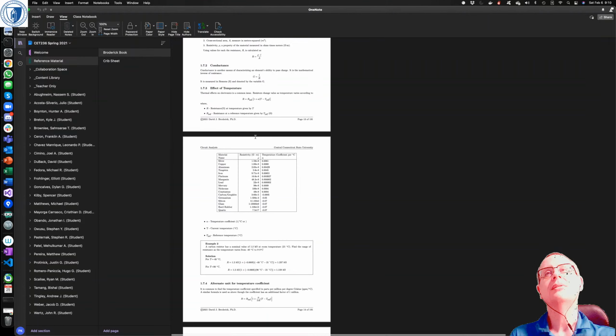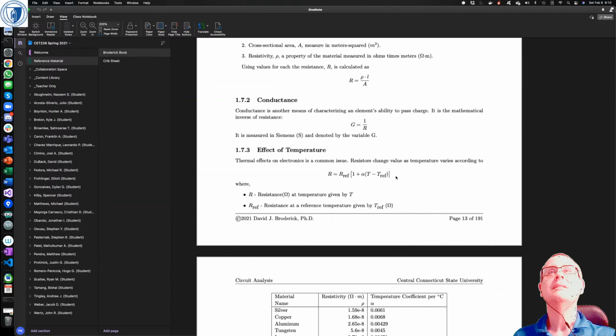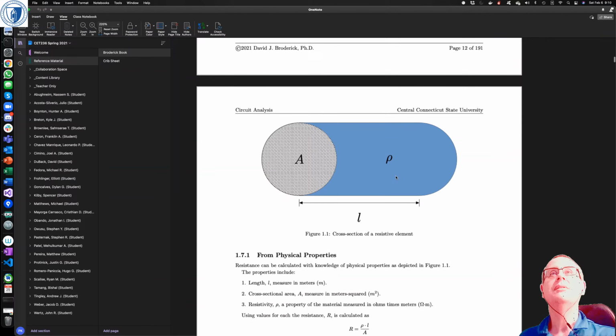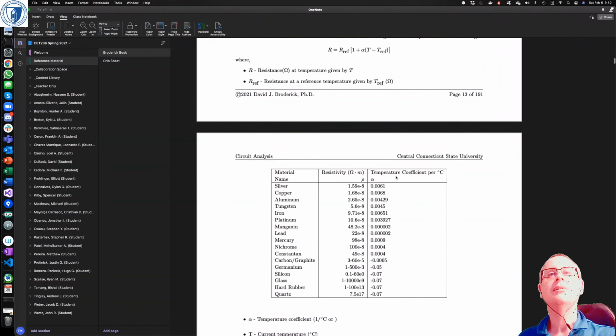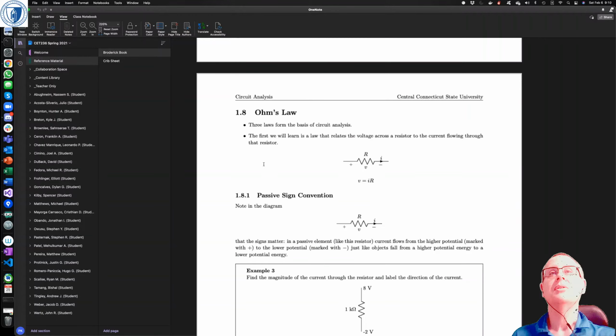There's all the stuff we did last week. In fact, there's the table I used, right? There's conductance and physical properties, resistance from physical properties, etc. Passive sign convention.